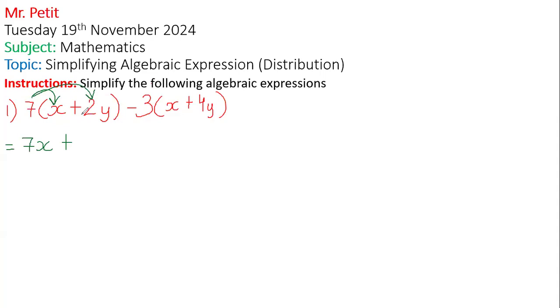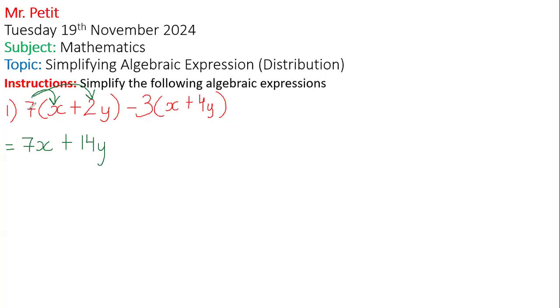What you said, Mitchell? You got people like that as well. They like variables. Shania, Mitchell, you have something to say? 14y. 7 times 2y is going to be 14y. Very good.